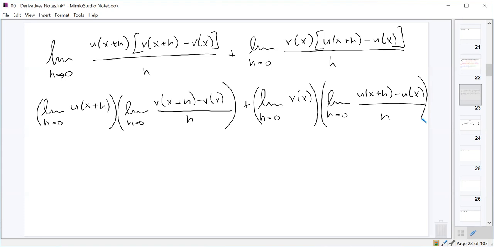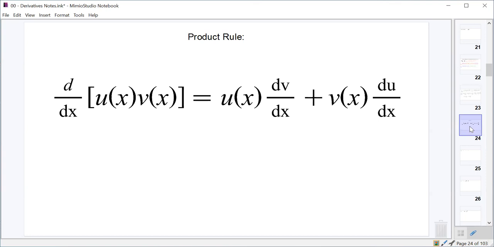So as h goes to 0, u of x plus h just becomes u of x. And the limit as h approaches 0 of the difference quotient for v of x should be dv dx. And we'll add to that the limit as h approaches 0 of v of x, which is just v of x, and the limit as h approaches 0 of the difference quotient for u, which is just du dx. And this is what we call the product rule. The derivative of u times v is u times the derivative of v plus v times the derivative of u.